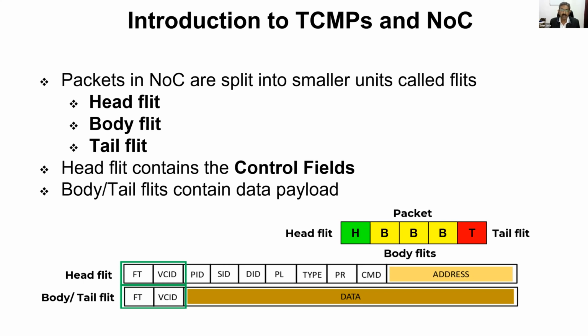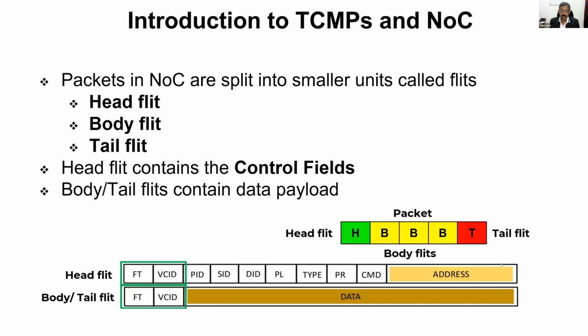We typically follow wormhole routing for this approach, and the head flit typically contains the control fields like what has been shown here. It has a process ID, source address, destination address, packet length, the type of the packet, the priority, any other commands, and typically it carries the memory address which needs to be fetched or written to at the next level. And the body or tail flits generally contain the payload field.